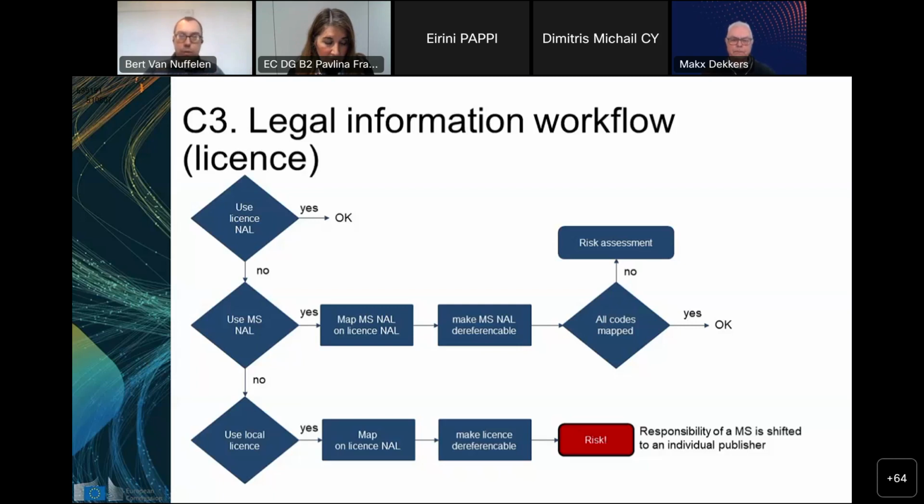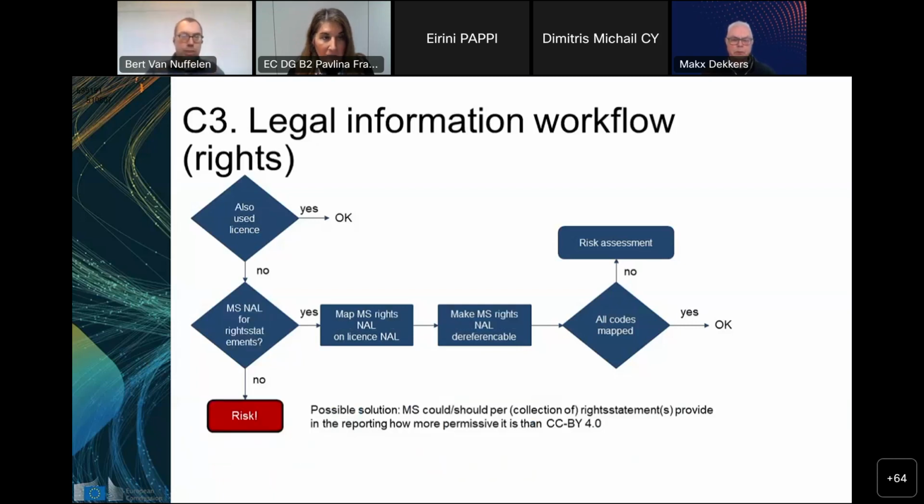Okay. Now, of course, I will do the first 2 other slides. License: if you don't only have license, you might have rights. And if you have only rights, then in order to make the assessment, the proposal is to apply the same approach as for license and to map on a null, maybe on the license null or on a rights null, so that this assessment can be worked. So more collaboration might be needed here as well, but you have to make it dereferenceable again. And if it's all mapped, then you know that you can do the assessment.